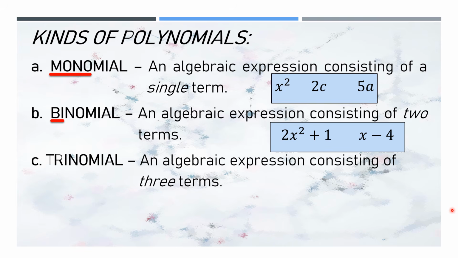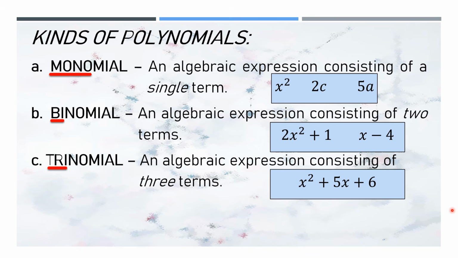The third kind is the trinomial. Trinomial is an algebraic expression consisting of three terms. Tri, meaning three, like the tricycle, three wheels. So here's an example of trinomial: x squared plus 5x plus 6. Let us count the terms of this given example. X squared is the first term, positive 5x is the second term, and positive 6 is the third term. So x squared plus 5x plus 6 is an example of trinomial.